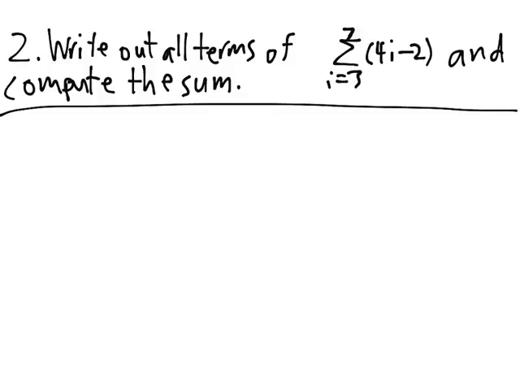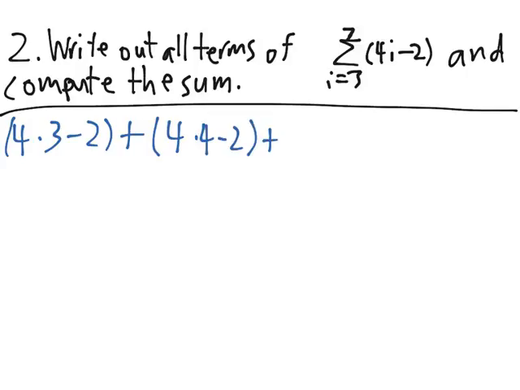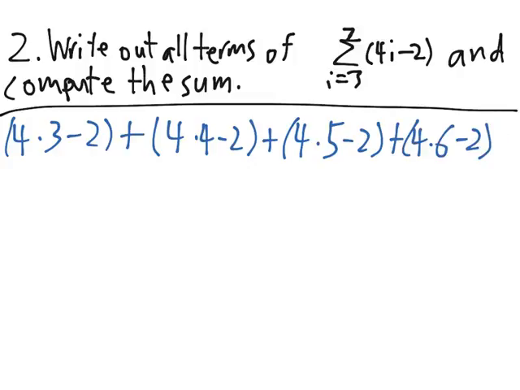Problem 2. Write out all terms of the sum, i equals 3 to 7 of 4i minus 2, and compute the sum. For this sum, we need to find 4i minus 2, starting with i equals 3, so 4 times 3 minus 2, and all the way up to 7. So plus 4 times 4 minus 2, plus 4 times 5 minus 2, plus 4 times 6 minus 2, and finally plus 4 times 7 minus 2.